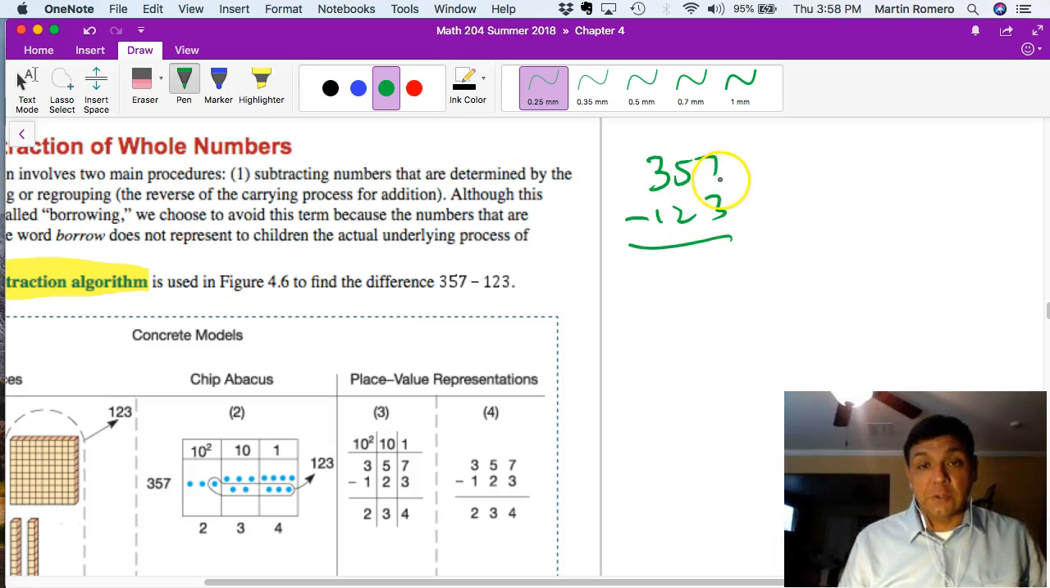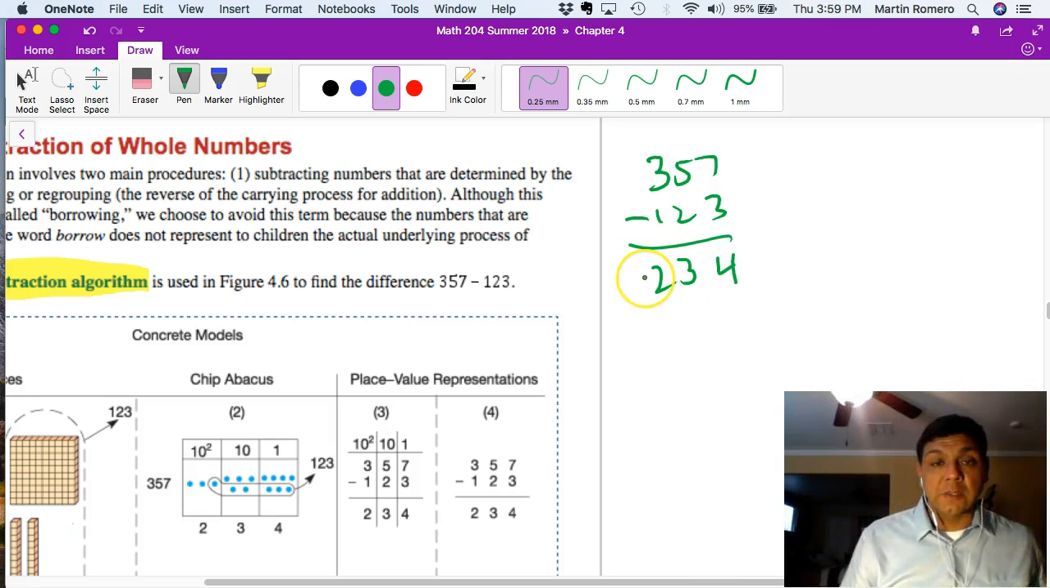Now to subtract that, remember this can be done with a takeaway approach, a missing addend approach, but more than likely what we do, the standard algorithm, is we just do 7 minus 3 is 4, 5 minus 2 is 3, 3 minus 1 is 2. And so then you get your answer.